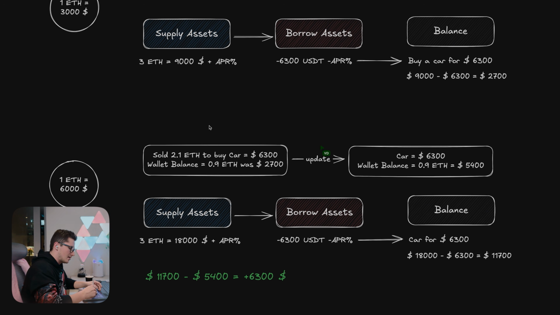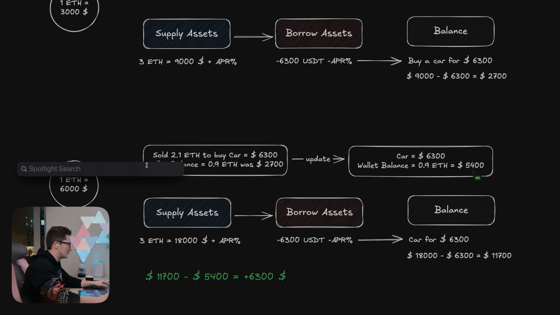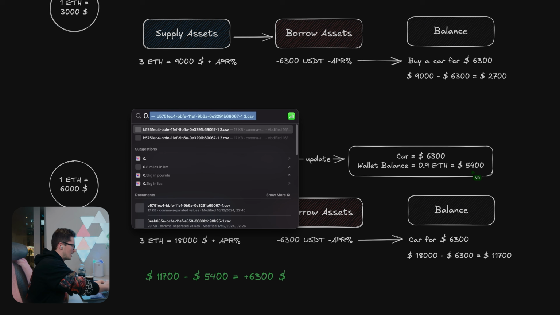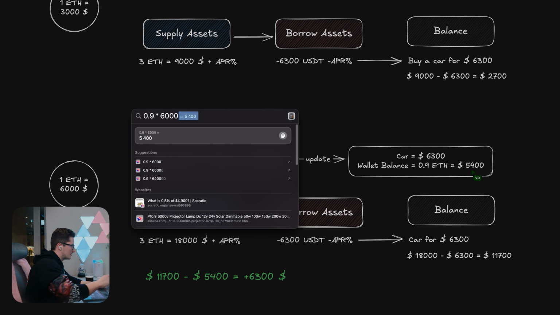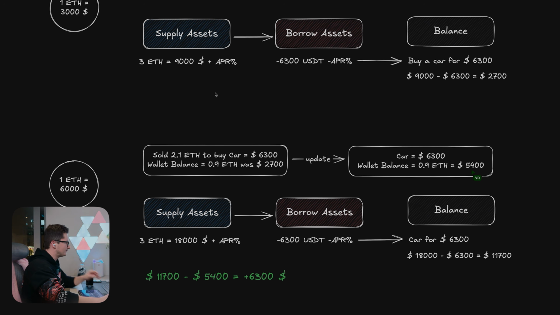What do we have now? In the wallet balance, we have a car that costs the same, let's imagine, $6,300, but the wallet balance has changed. Our wallet balance is the same in ETH but different in value because the price of ETH grew. The value is 5,400. I think you fully understand it. It's very easy to calculate: 0.9 times 6,000, so easy, 5,400.